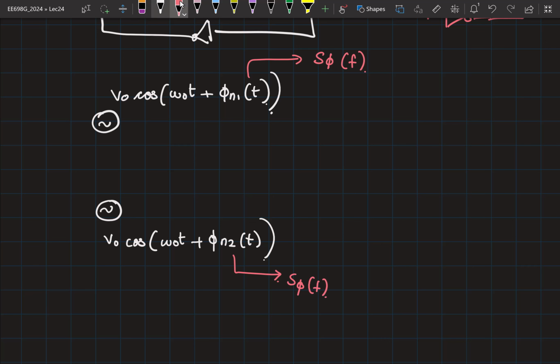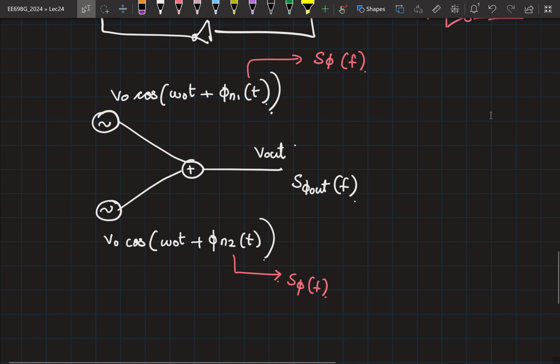So now, let's say I sum up both these and I get some V out here. What I want you to do is derive the expression for V out and find out what the phase noise is in this, and see if there is any benefit in doing this experiment. You can assume narrowband FM approximation in solving this.